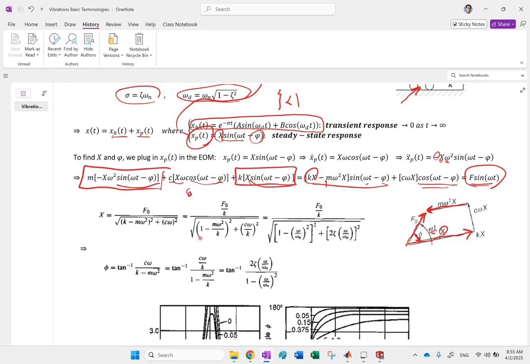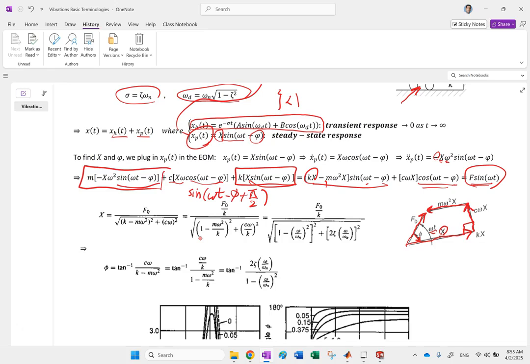And cosine of any angle can be written as sine of the angle plus 90 degrees. So I can write this as sine of omega t minus phi plus pi over 2. Therefore, it has an extra pi over 2, and this is what? This is that damper force.